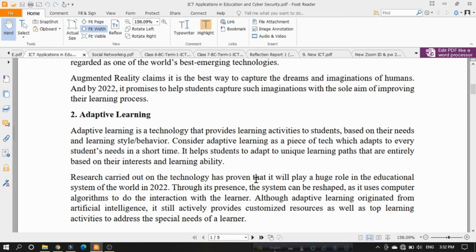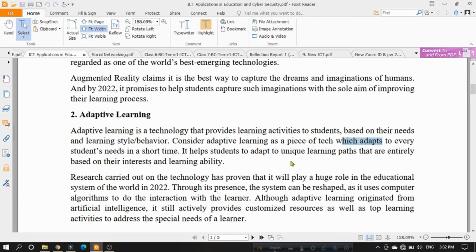Our next point, number 2, is adaptive learning. Adaptive learning is a technology that provides learning activities to students based on their needs and learning style or behavior. Consider adaptive learning as a piece of technology which adapts to every student's needs in a short time. It helps students to adapt to unique learning paths that are entirely based on their interests and learning ability.